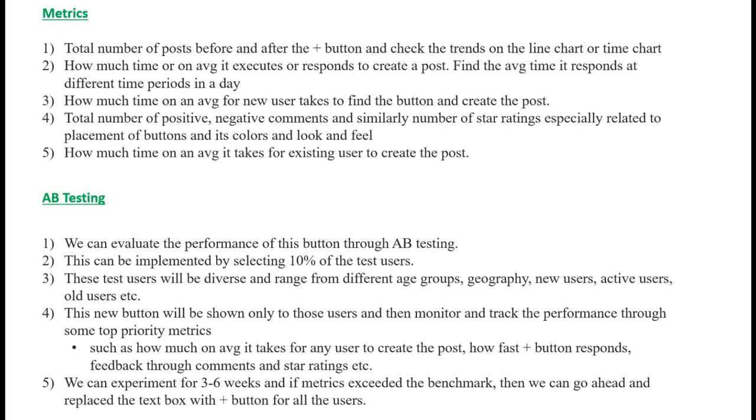The next metric we can use is how much time, on average, it takes to respond and create a post. For example, when somebody clicks the plus button, how many milliseconds or seconds does it take to create a post, and find the average time it responds at different time periods in a day. For example, we can select from 12 a.m. to 8 a.m. and see how many milliseconds or seconds it's taking on average. Similarly, we can create another bucket of 8 a.m. to 4 p.m., then 4 p.m. to 12 a.m.